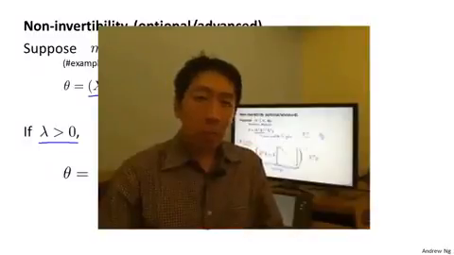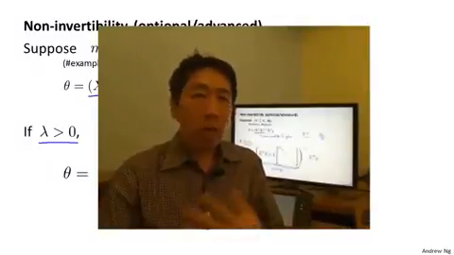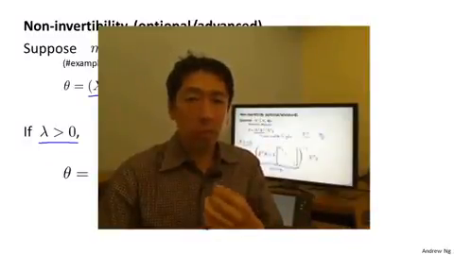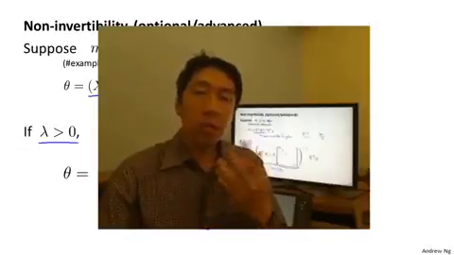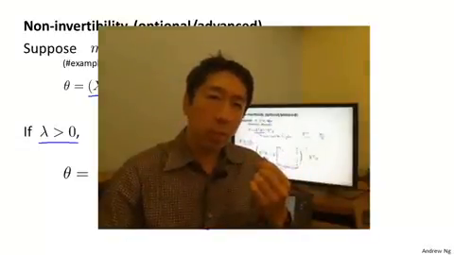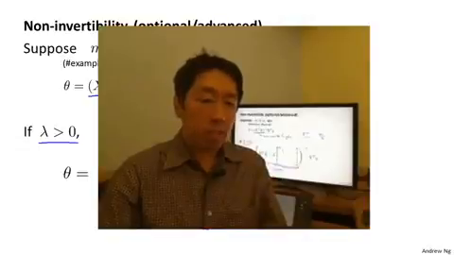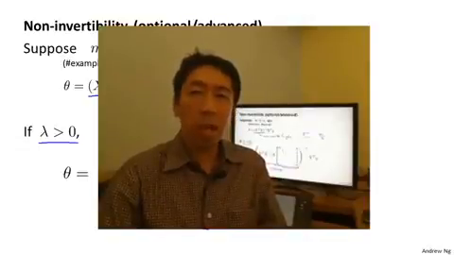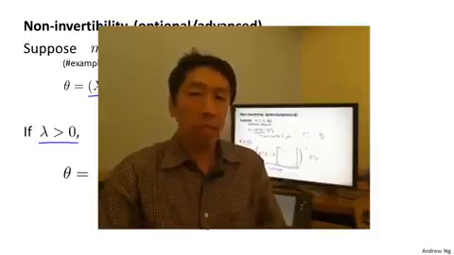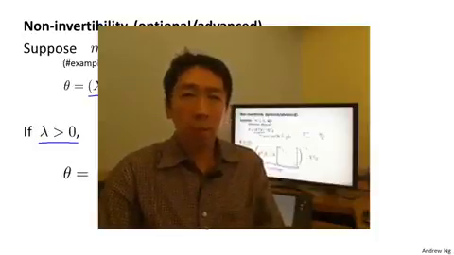Using this, you'll be able to avoid overfitting even if you have lots of features in a relatively small training set, and this should let you get linear regression to work much better for many problems. In the next video, we'll take this regularization idea and apply it to logistic regression so that you'll be able to get logistic regression to avoid overfitting and perform much better as well.